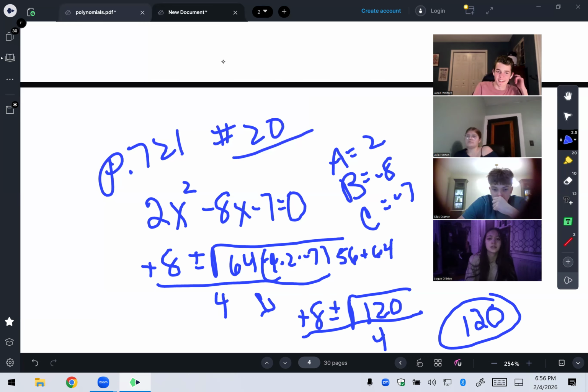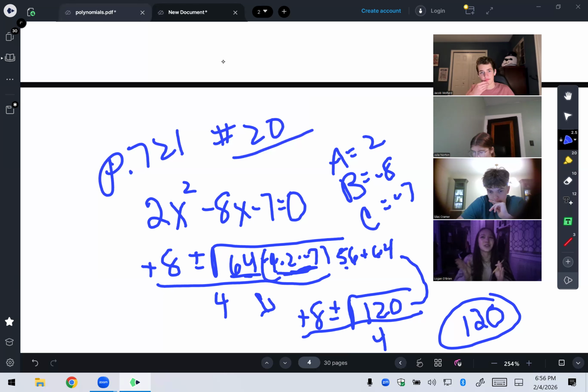So Logan, are you okay with this hard one, honey? Okay, so what we do is you can see all they want is what's under the radical. So we have a minus b, which is plus 8, plus or minus the square root of 64 plus 56. That gives us our 120. And that's all we need because all they're asking for is K, but this is at the end of a section.